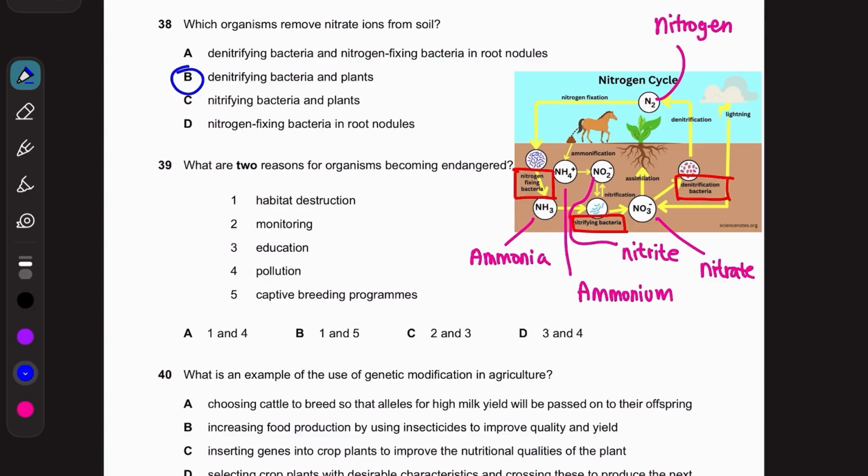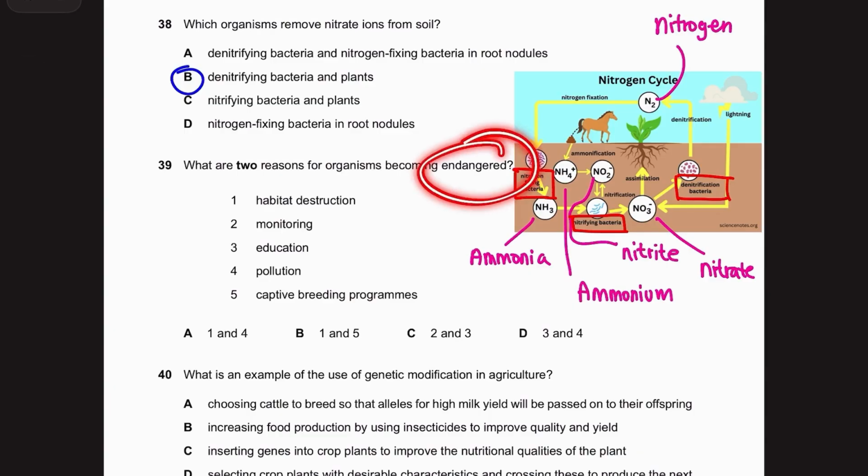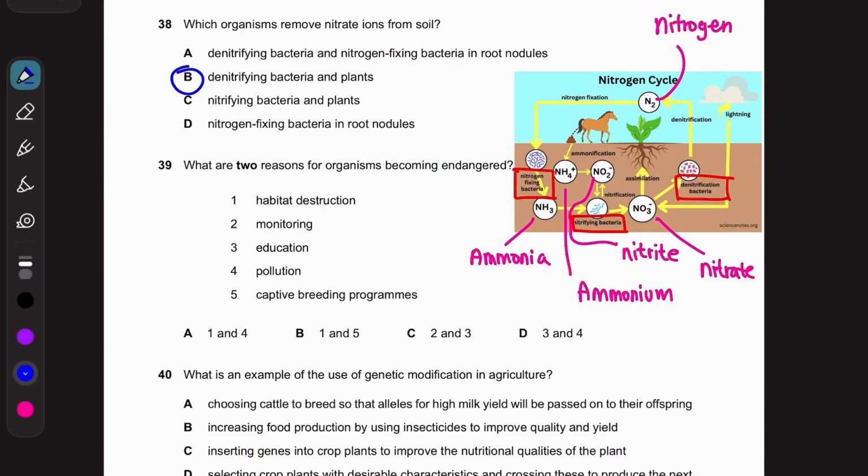Okay. And then 39 says, what are two reasons for organisms becoming endangered? Endangered means that there's less of them in the wild, right? This is really common sense. I'll be really happy to see this on the exam because it's just common sense. So what makes something endangered, which is very sad? Habitat destruction, yes, that's correct, because they have nowhere to live. Monitoring, not really. Monitoring helps them, right? Because it makes sure that they're okay and their numbers are not depleting and so on. So not really monitoring. Education definitely does not make them endangered. It's the opposite. Education is a good thing. It makes us understand how to preserve the natural environment and habitat.